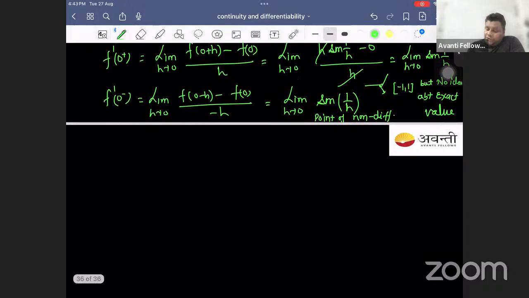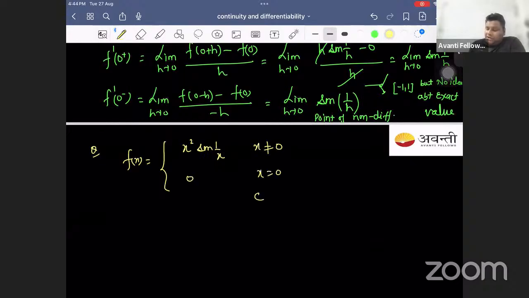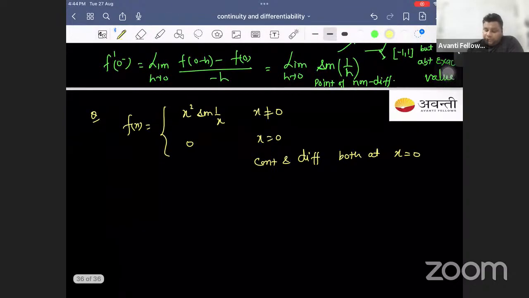Now I give you a question for your trial. See, if we frame a question like f(x) equals x square sine 1 by x if x is non-zero, and it is 0 if x is 0. It will be continuous and differentiable both at x equals to 0. In continuity, both left hand and right hand limit will come to 0. Differentiability also, left hand derivative and right hand derivative both will come to 0. Got it? So you are going to do it on your own.